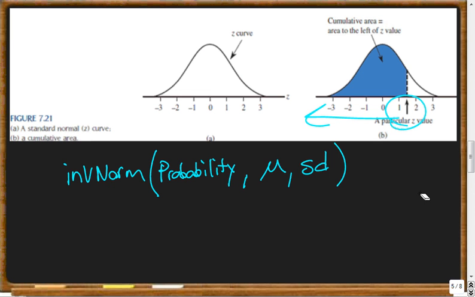So we're going to look at examples in the example problems, but what inverse norm does is it counts all the way up to a certain point where below that number, this percentage, whatever that probability is, exists below that number, based off of whatever mean and standard deviation you do have.